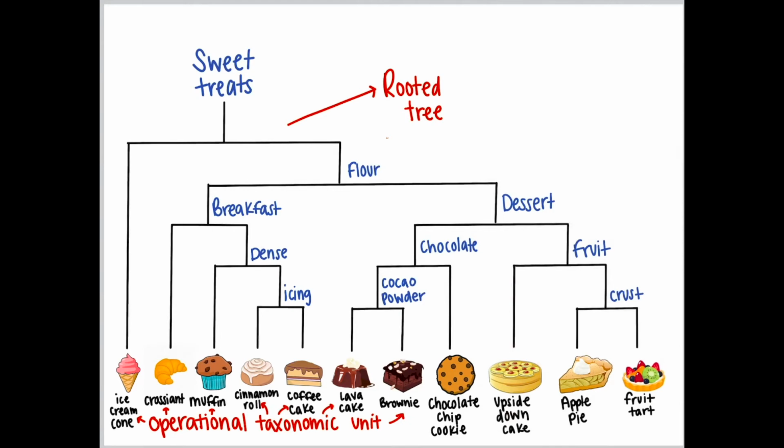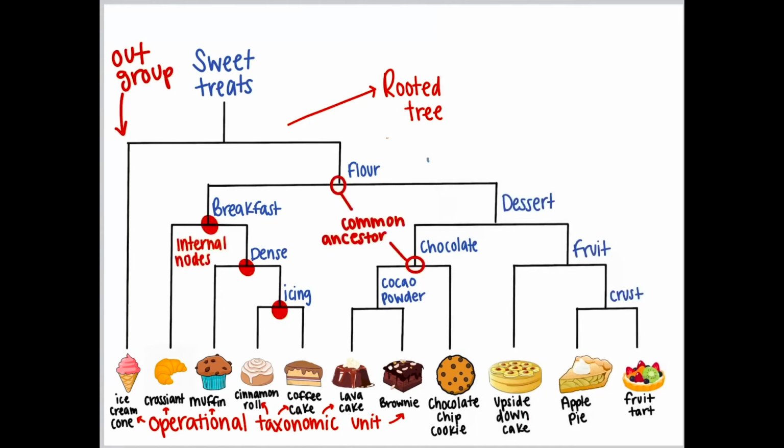The first group to split from the tree is an outgroup because it is the least related to the rest of the tree. Here, the outgroup is the ice cream. It is split because it is not made with flour, while everything else in the tree is made with flour.